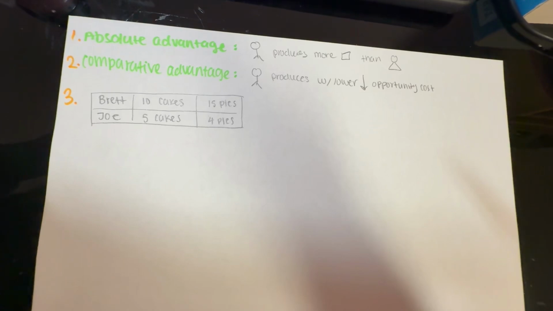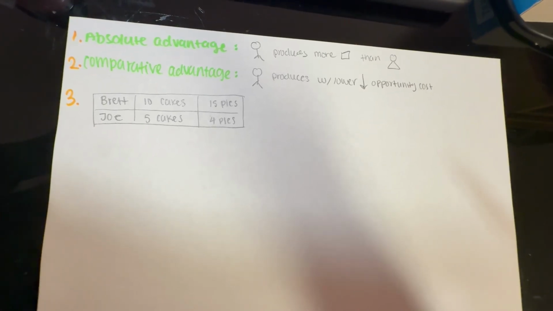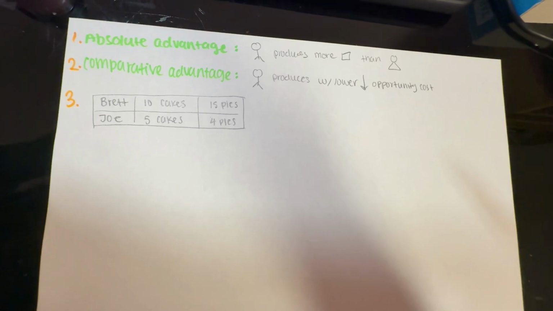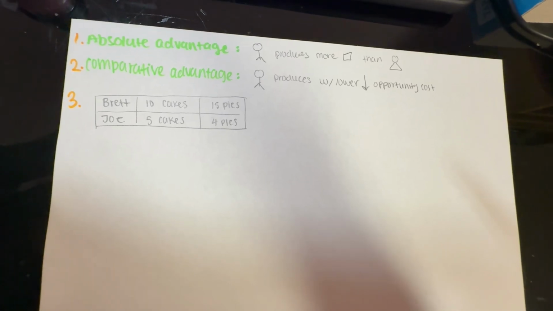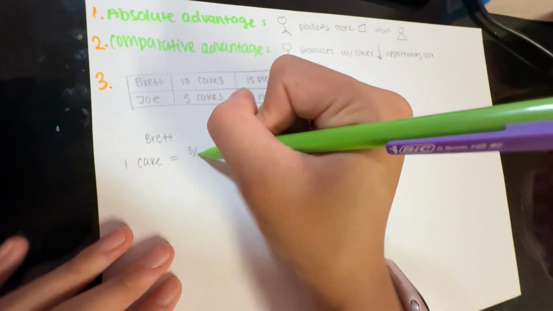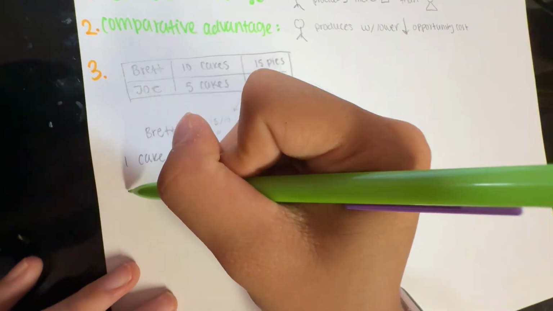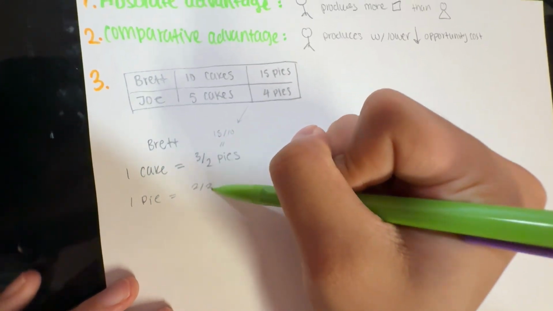Now here's a chart. Brett can only bake 10 cakes per day and Joe can bake 5 cakes per day, but if they were making pies, then Brett can bake 15 pies in a day while Joe can bake 4 pies. To find who has a comparative advantage, first we need to solve for their opportunity cost, and we can do that by finding what the opportunity cost is for 1 cake and 1 pie for each of them.